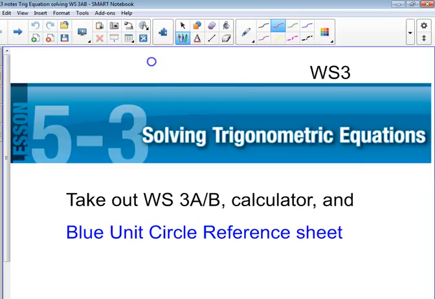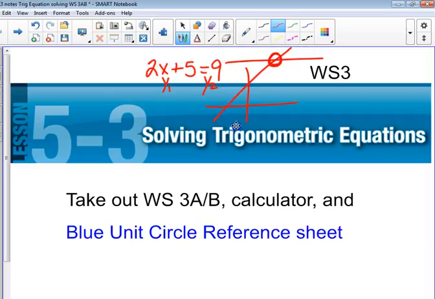Worksheet 3. When we solve an algebraic expression like 2x plus 5 equals 9, how many answers do we get? We get one solution. If we were to graph y1 and y2, 2x plus 5 would look like this, y equals 9 would look like this, and they would cross exactly one place, right?